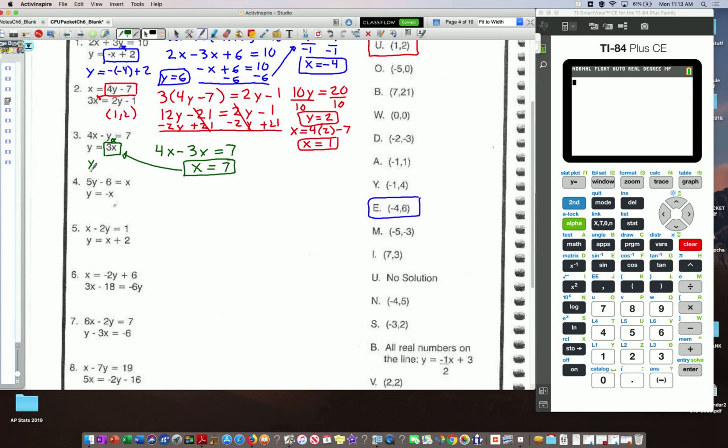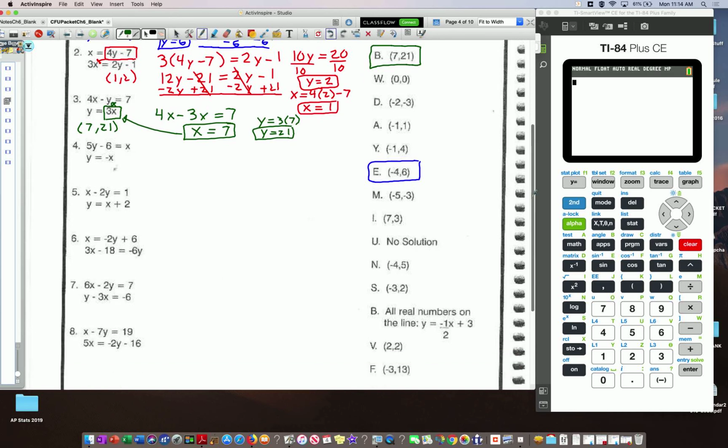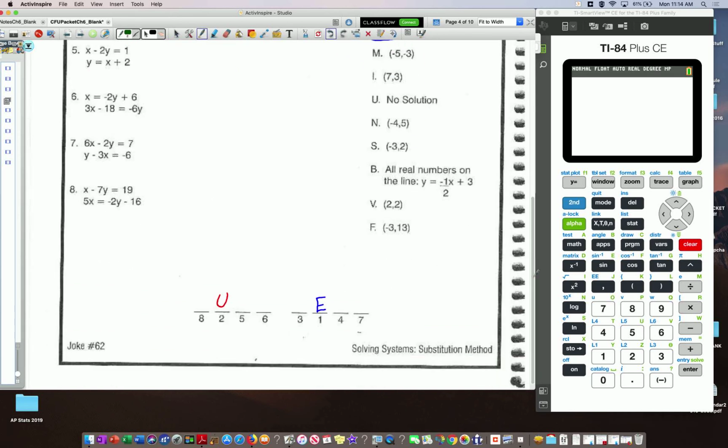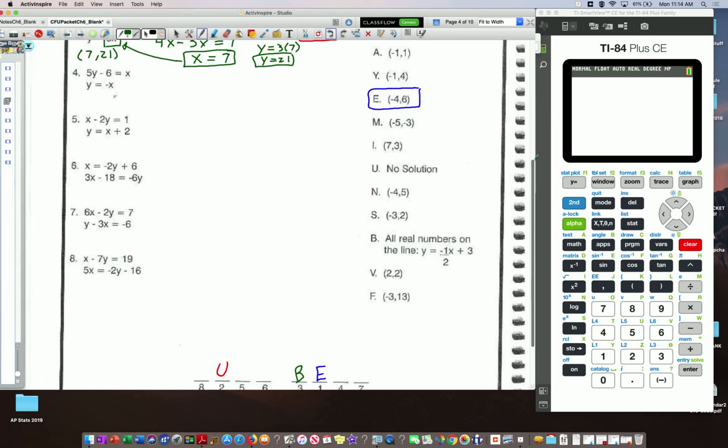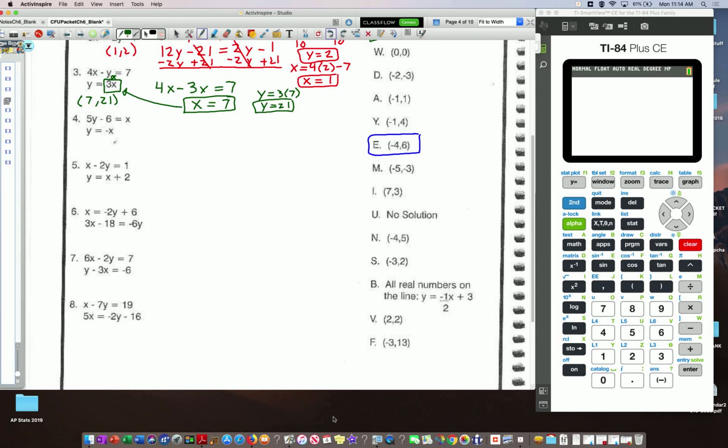So I get y. Whoops. Actually, I don't want to write that right there since I want to put my answer there. So y equals 3 times 7. y equals 21. So I get the ordered pair 7, 21. All right, so let's see, I have 7, 3. Oh, there's 7, 21 right there. B. So we can put that in for number 3. All right, continuing on. Number 4.